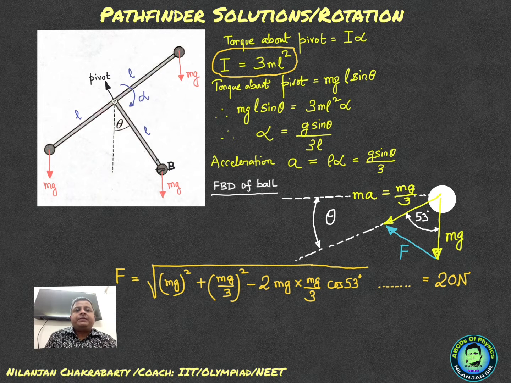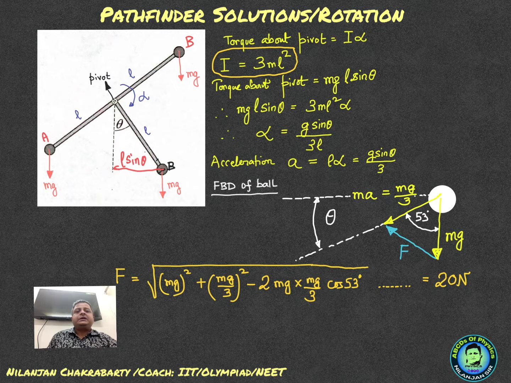So torque about the pivot is equal to mg L sine theta. Only the torque due to the force on ball B will count, and its perpendicular distance from the pivot is L sine theta. The torques on A and C cancel each other, so they won't count. So mg L sine theta equals 3ml square times alpha. So here is the value of alpha.